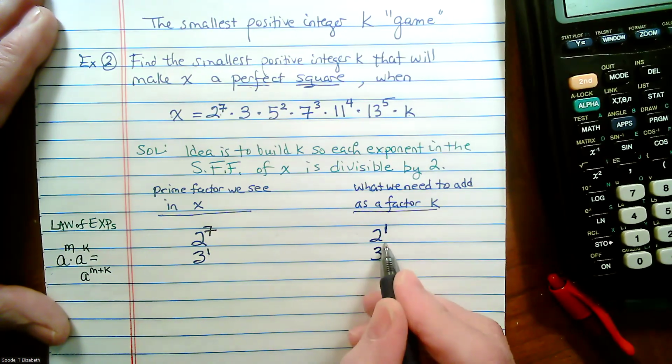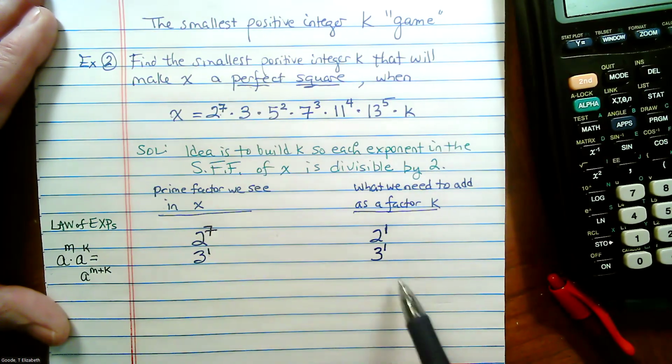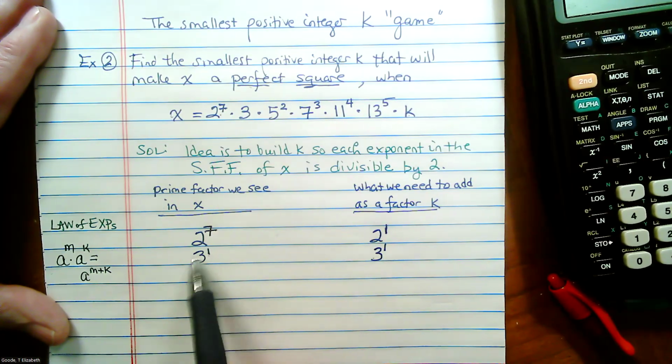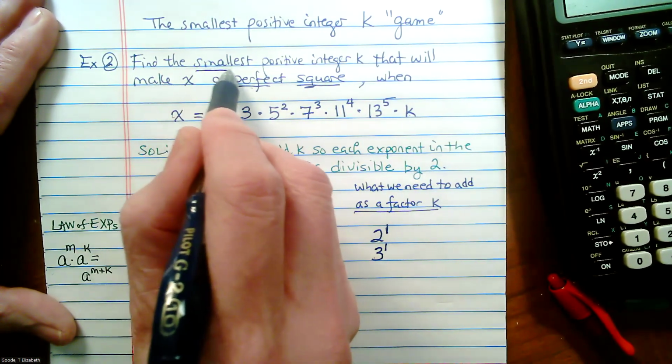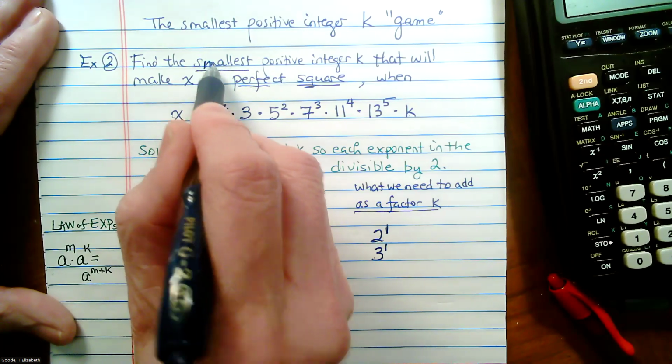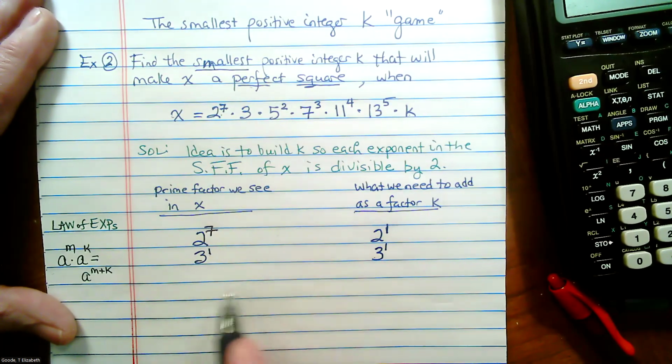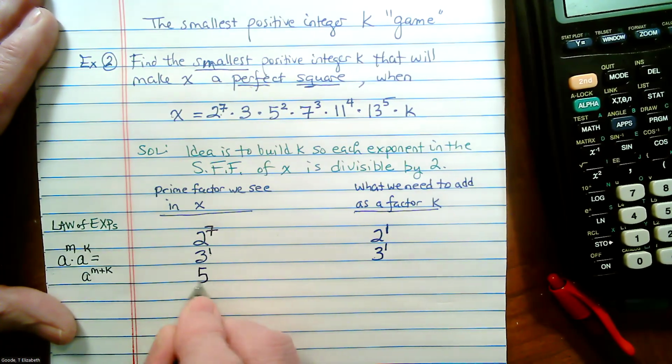3 to the 1. Yeah, because we could even add 3 cubed and then we'd have 4 copies of 3, but we don't need that many and we're supposed to find the smallest. Okay. All right. So now we've corrected the 2's, we've corrected the 3's. Let's look at 5. We've got 5 squared.